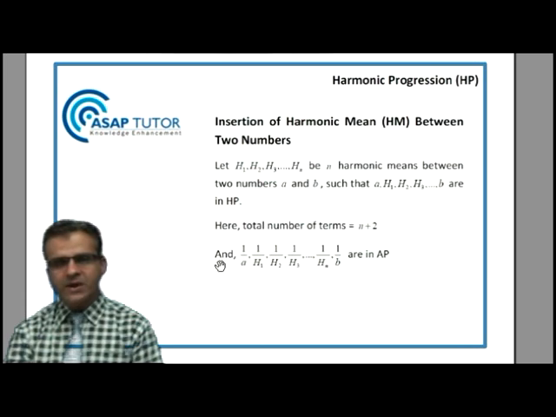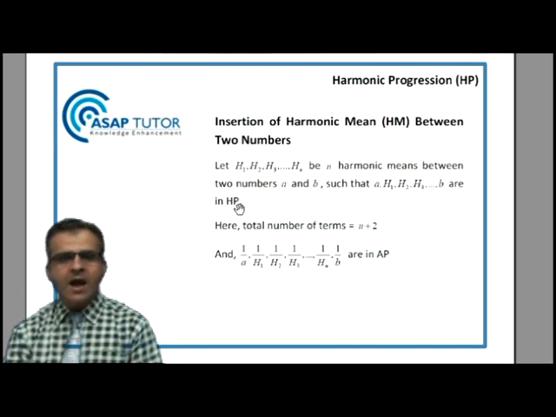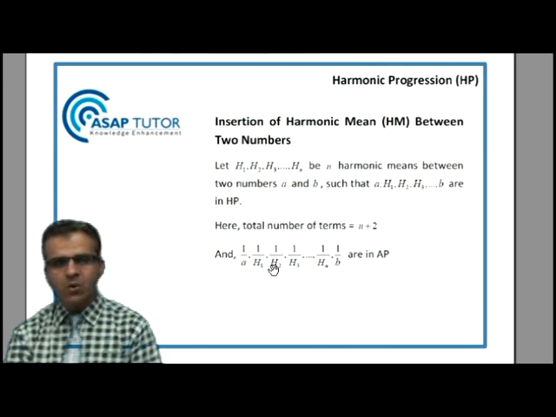Now the next is the harmonic mean, insertion of harmonic means between two numbers. If H1, H2, H3 and so on up to Hn are n harmonic means between the two numbers a and b, then a, H1, H2, H3 and so on up to b will be in HP. We can also say that 1 over a, 1 over H1, 1 over H2 and so on up to 1 over b will be in AP, and the total number of terms will be n plus 2, because two numbers are already there, a and b, and n harmonic means are inserted between them.